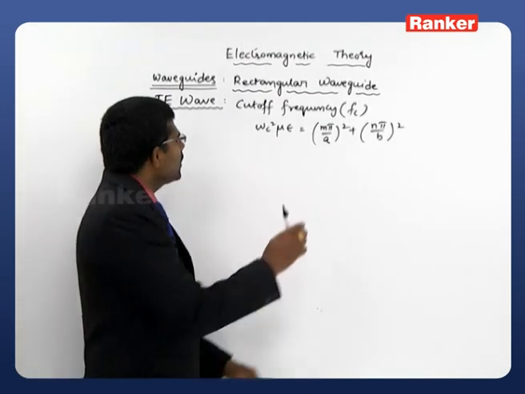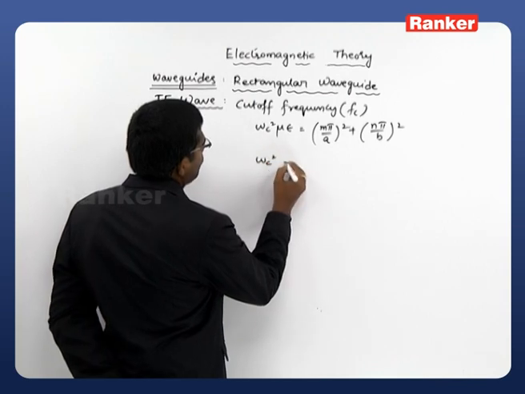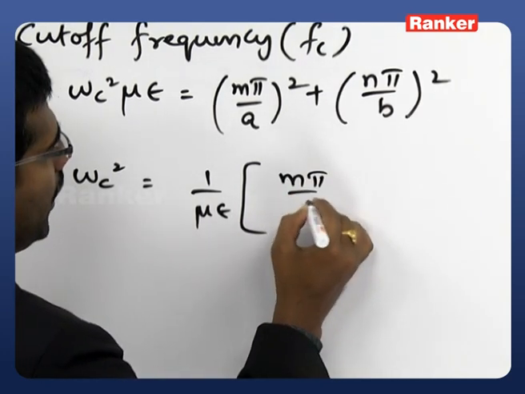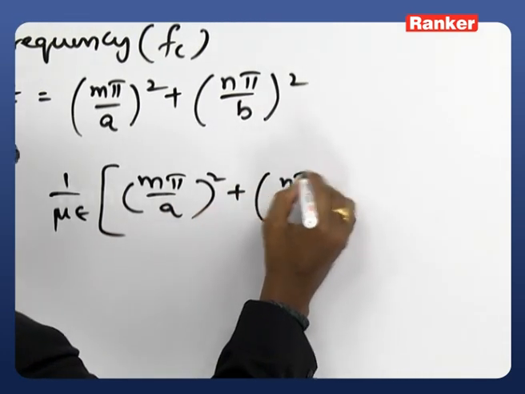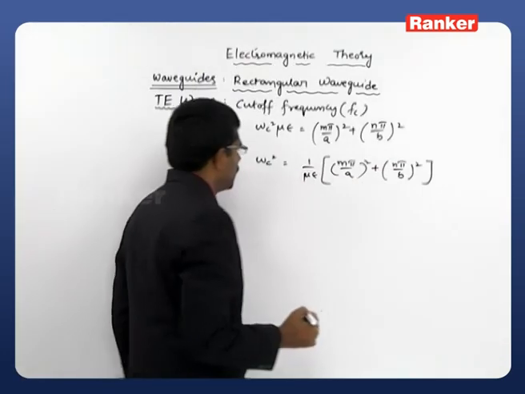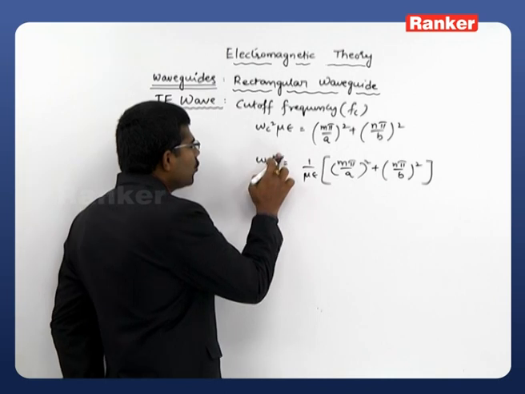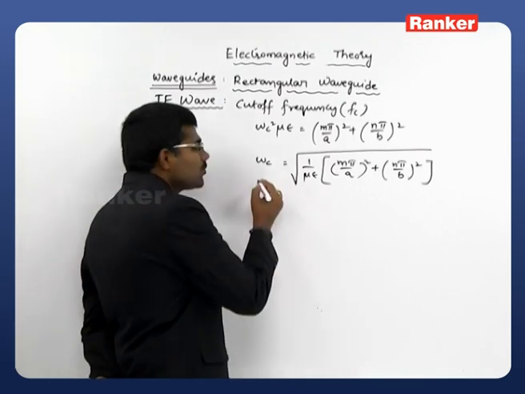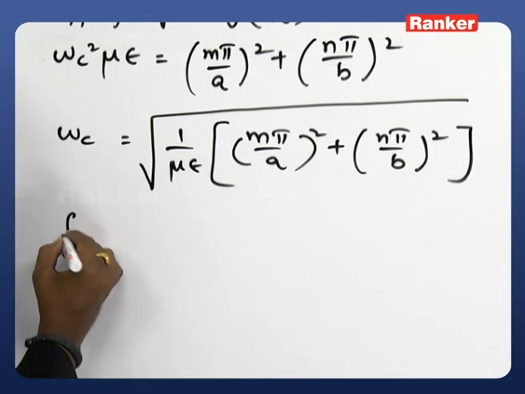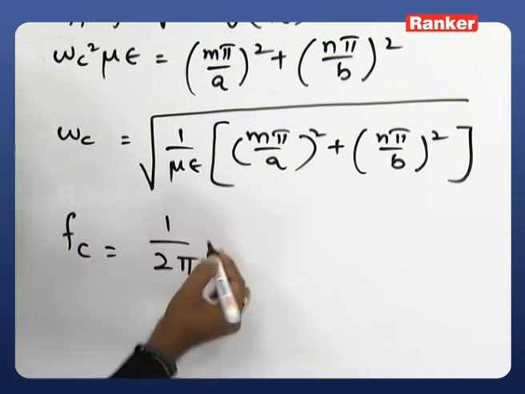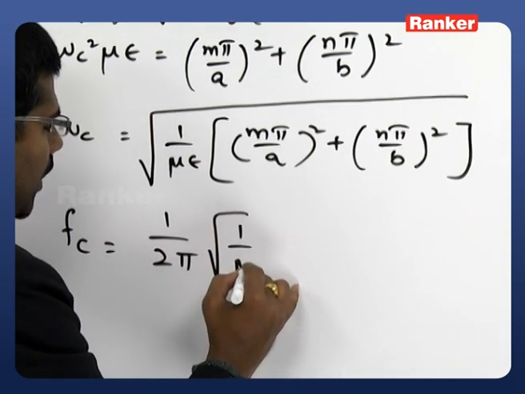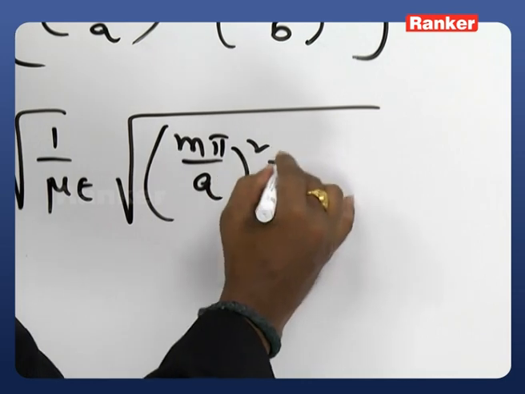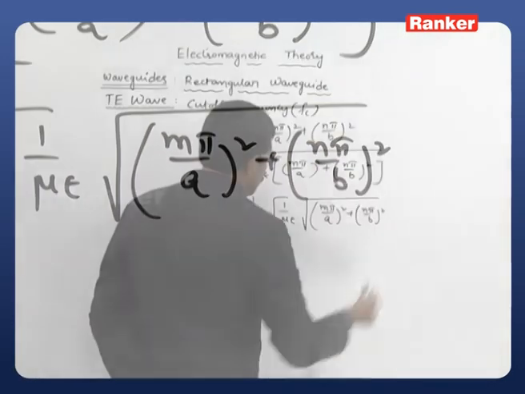From this equation you can clearly observe that omega c square is equal to 1 by mu epsilon multiplied with m pi by a whole square plus n pi by b whole square. Now omega c is simply, put a square root here, and omega c equals 2 pi fc. Therefore fc can be directly written as fc equals 1 by 2 pi, square root of 1 by mu epsilon, square root of m pi by a whole square plus n pi by b whole square.